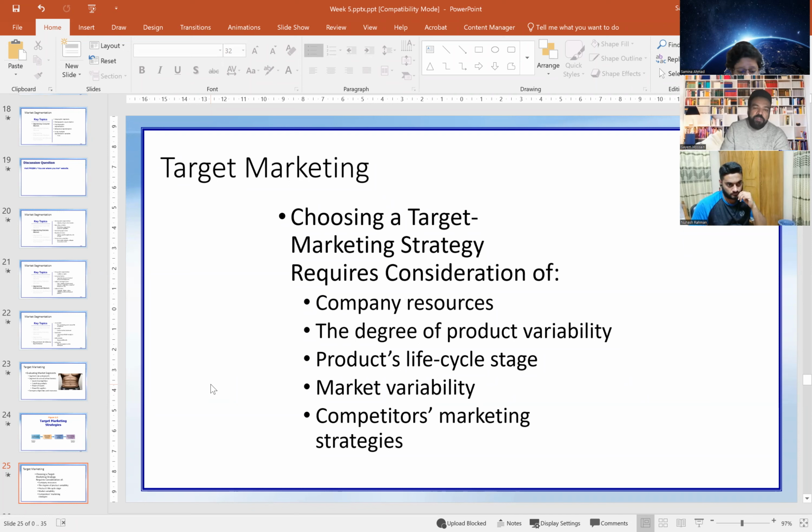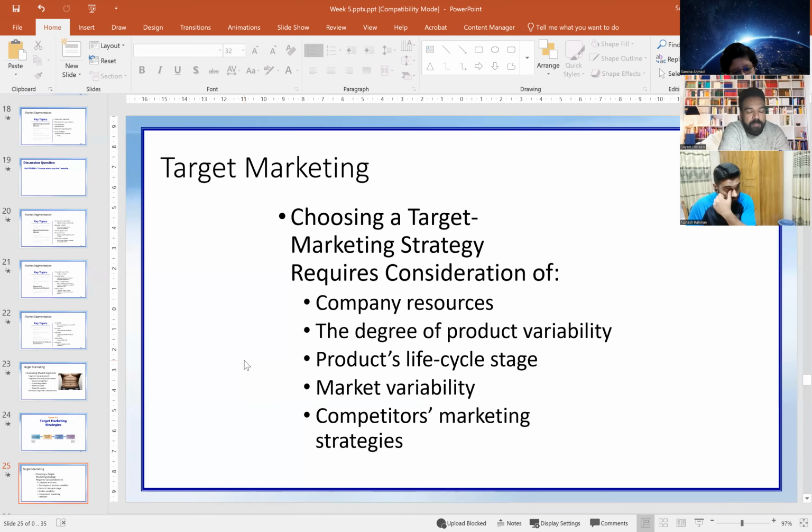Probably I should go to a much broader context. I'm just giving a narrow example of shampoo, but from one market to another, the product you offer should have substantial variance. Otherwise, you are doing almost the same approach from one segment to another, which may not work or may backfire. Competitors' marketing strategies would also be another determinant of your target marketing.